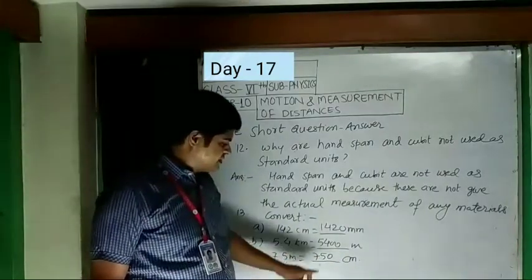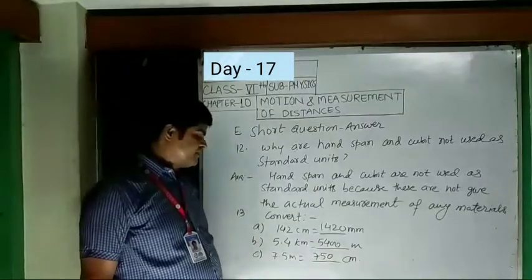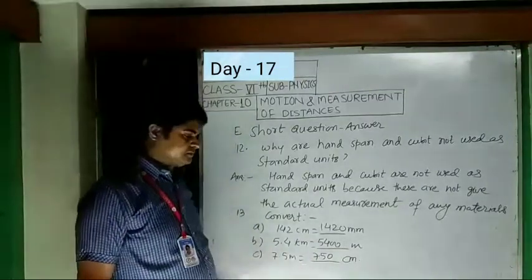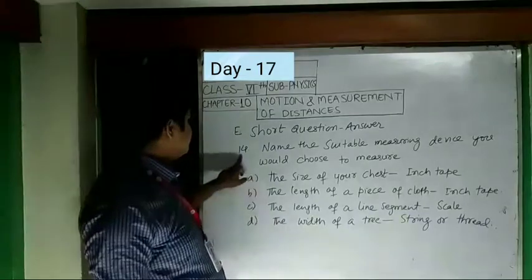7.5 meter is equal to 750 centimeter. Okay, now let us see question number 14.